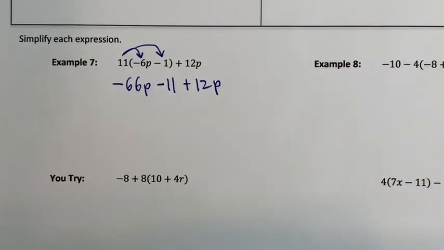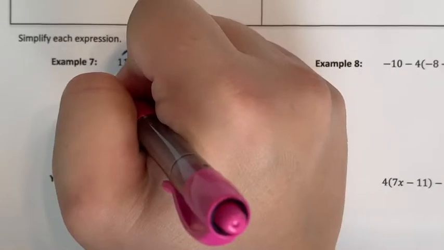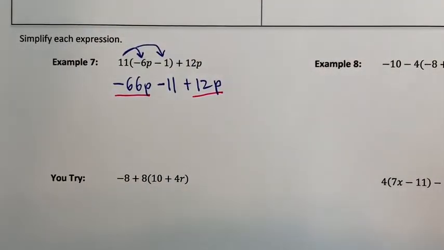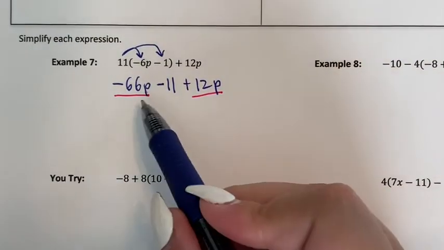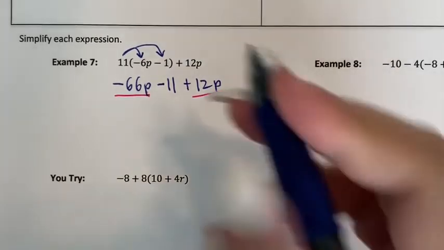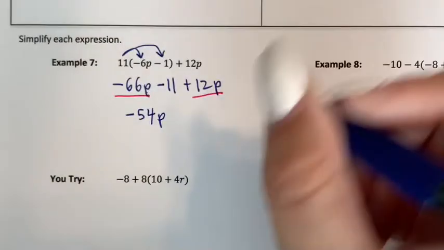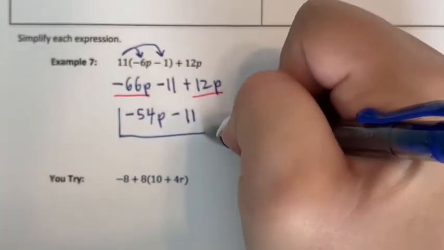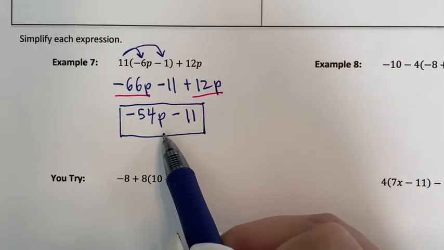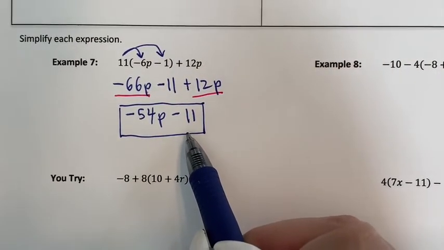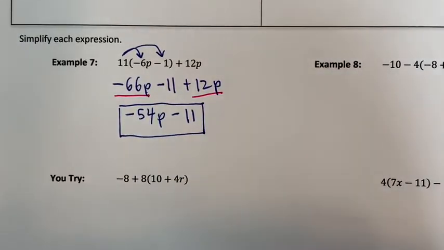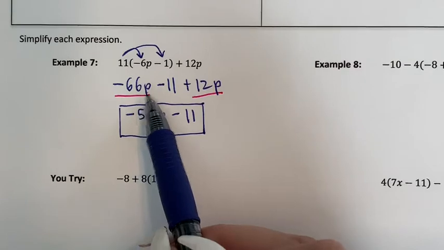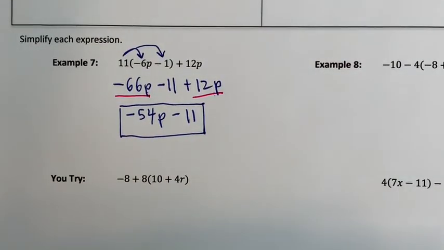Now I'm at the point where I can look to combine some like terms. So in this case, I see that I have a -66p and I also have a positive 12p. Those are both variable terms. So I could go ahead and combine those. -66p plus 12p gives me -54p. And then I still have that constant term of -11 left over. So this is going to be my final answer, -54p minus 11. And again, we did the first skill, we distributed the 11. The second skill is what I underlined here in pink, where I'm combining my 2 variable terms, combine like terms.